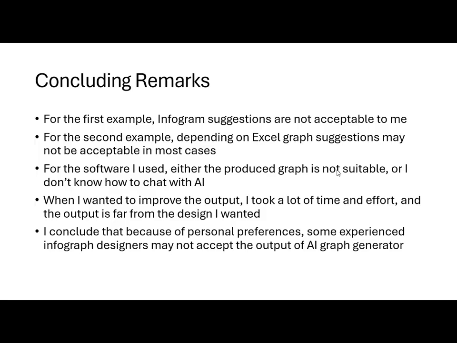And these are my concluding remarks. In the first example, the Infogram suggestions are not acceptable to me. For the second example, depending on Excel graph suggestions may not be acceptable in most cases, but the software I used for the second example either produced a graph that's not suitable, or maybe I didn't know how to chat and communicate with the AI program. When I wanted to improve the output, it took a lot of time and effort, and the output is far from the design I wanted.